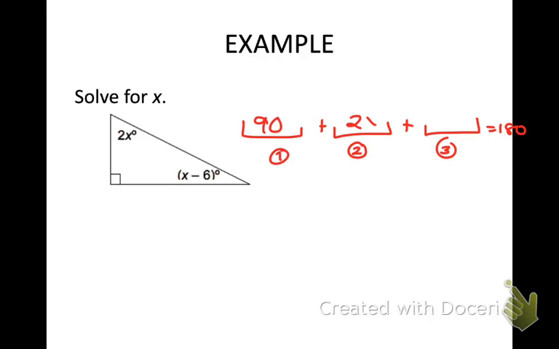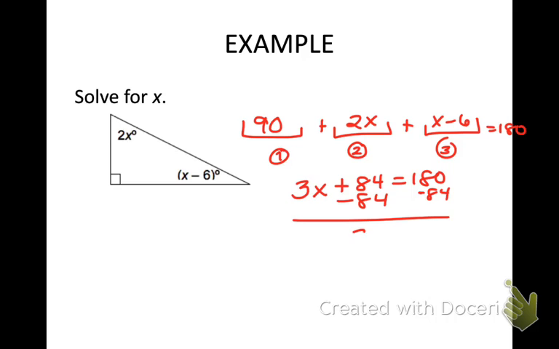My second one could be 2x. My third one could be x minus 6. So combining those like terms, 2x plus 1x is 3x. 90 minus 6 is 84, equals 180. Subtracting 84 from both sides gets us 3x is equal to, what is that, 96? Dividing by 3 on both sides gets us x is equal to 32. Solve for x, so I am done.